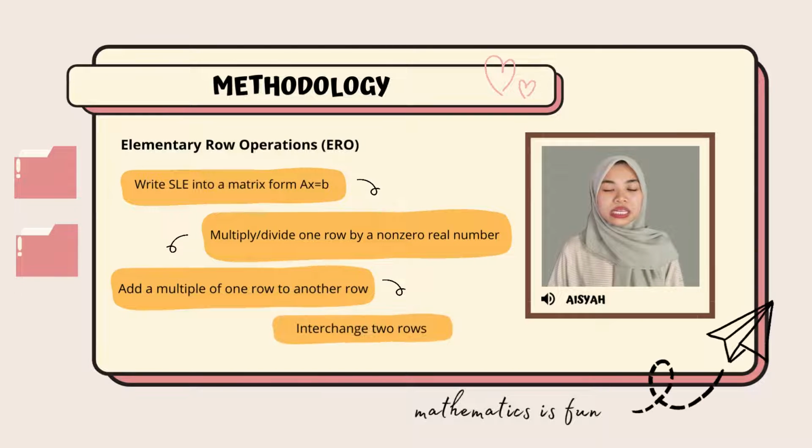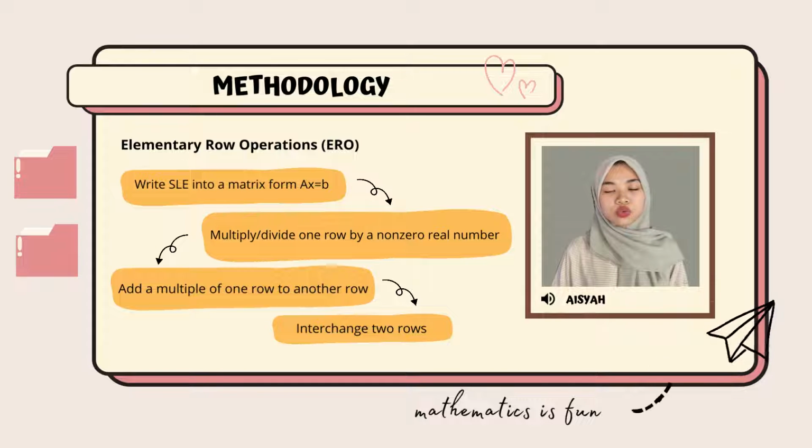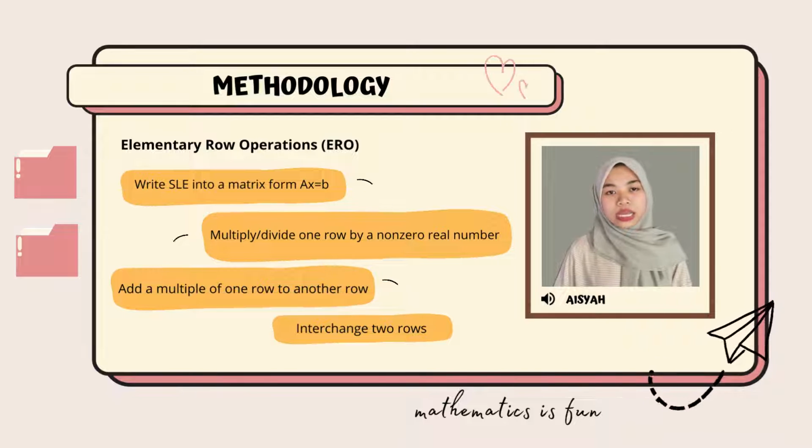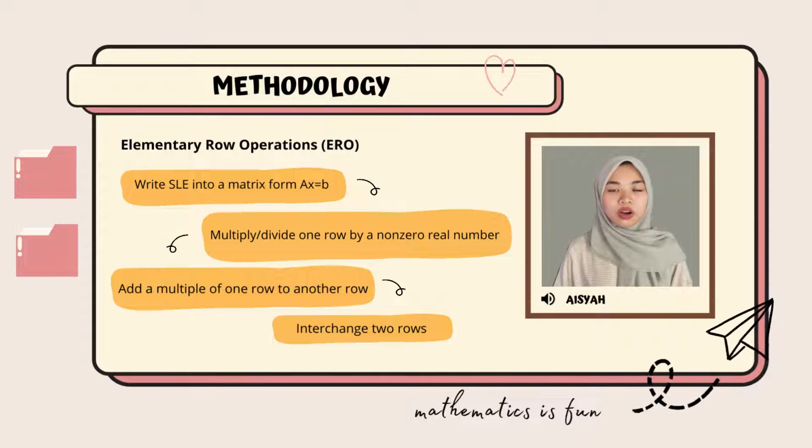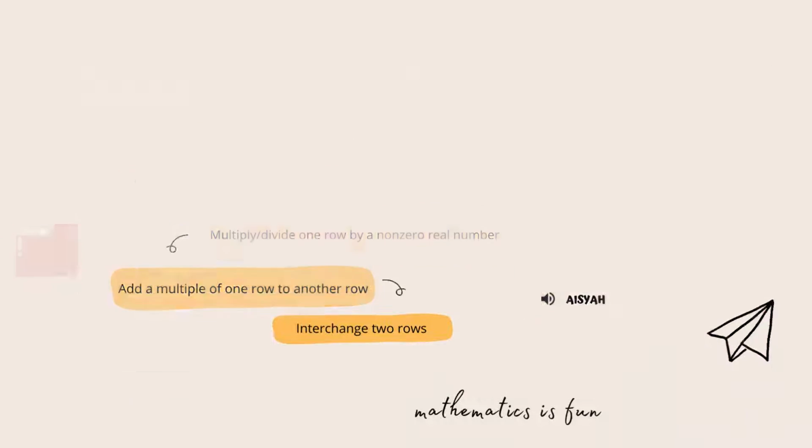The second method is by using arrow. Firstly, write the SLE in matrix form AX equals B. Next, convert the matrix into an augmented matrix. On the right hand side, write the 3 by 3 identity matrix. To transform the matrix into the identity matrix, we can multiply or divide one row by a non-zero real number, add a multiple of one row to another row, or interchange two rows. After we have completed the row operations, we can read the result on the right hand side of the vertical line as the inverse of the original matrix.